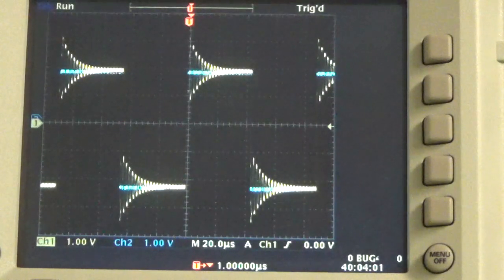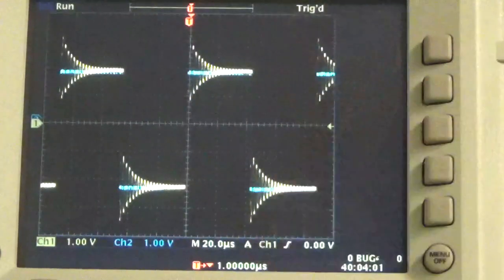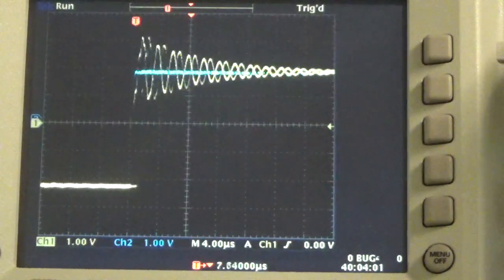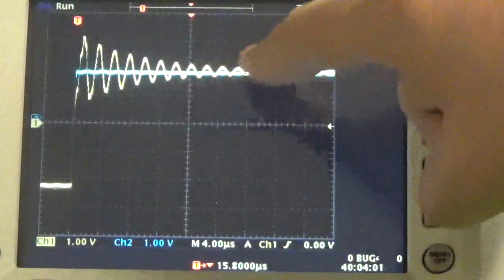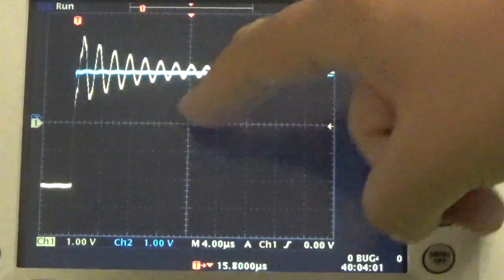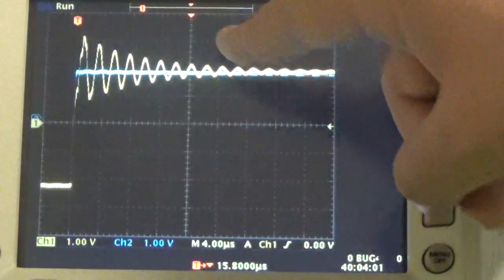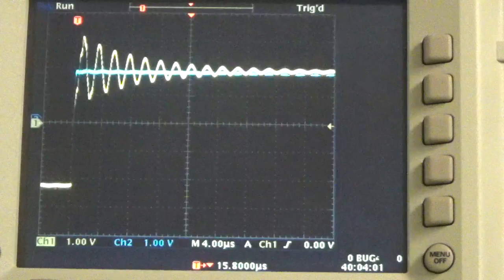Now we will try to figure out the resistance of the critical damping. So what is the resistance of the critical damping? That happens when these oscillations disappear. So when those oscillations disappear, that will give me the critical resistance, or the resistance of the critical damping. How can we do that? We need to change the resistance that we have in the circuit.